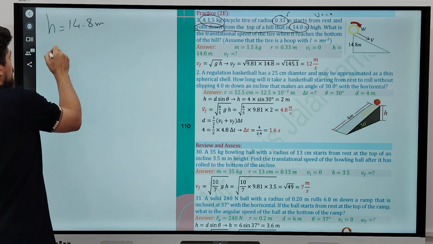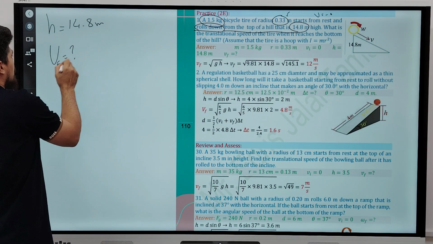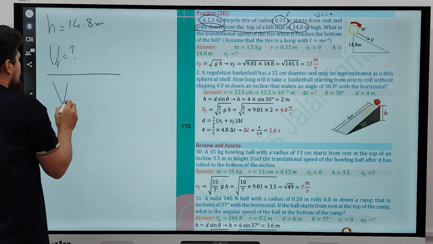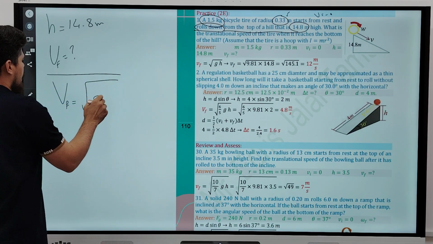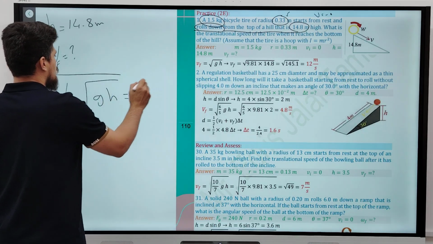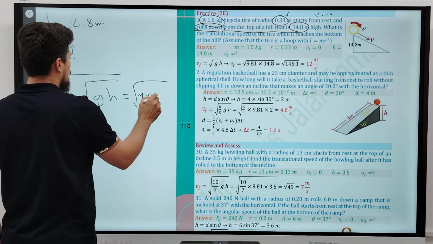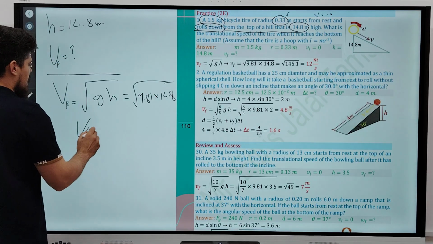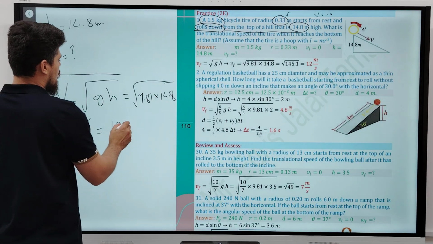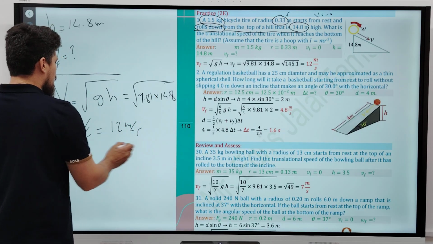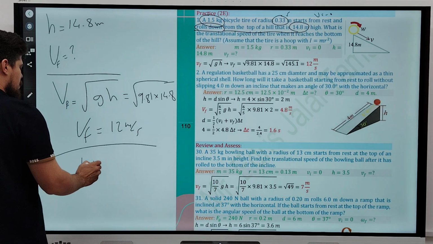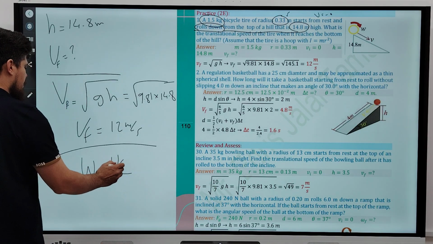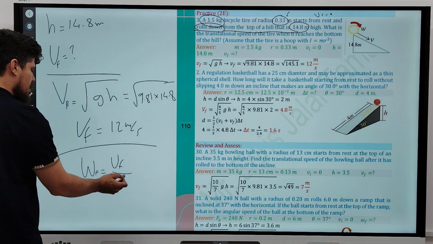Okay, V is unknown. At the bottom of the incline, V final for the ring is equal to the square root of gh. G constant, H is 14.8, V final is equal to 12 meter per second. So can you find the angular speed? Yes, of course. V final divided by radius.